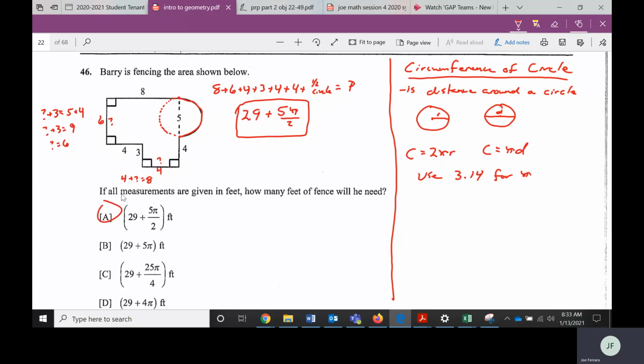Okay, if they didn't have it written as pi, then we would take 5 times 3.14. It's going to be a little over 15, divided by 2, and then add it to 29.